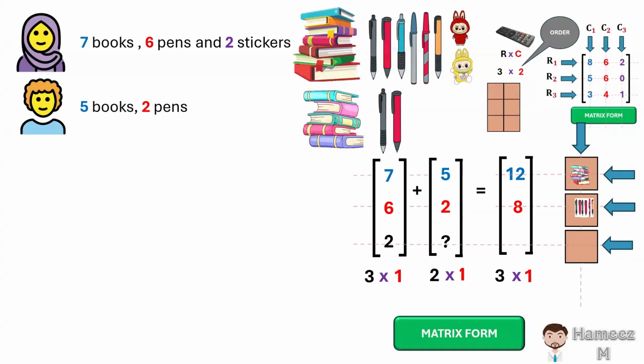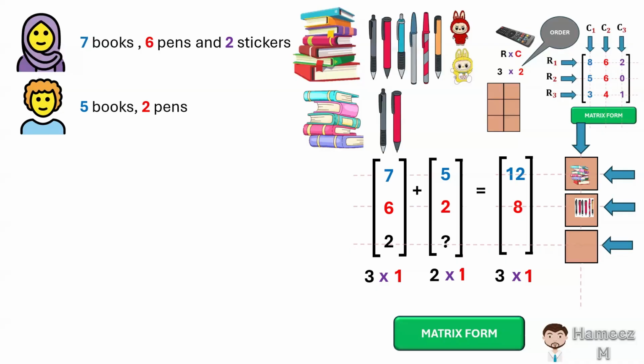So what we have right now is a 3 by 1 matrix from Sarah with her information and a 2 by 1 matrix from Liam's information. And if we try to add that, we are not able to get a 3 by 1. We're not able to get 3 pieces of information. So what this tells us is that when we're adding or subtracting matrices, the two matrices must have the same order.